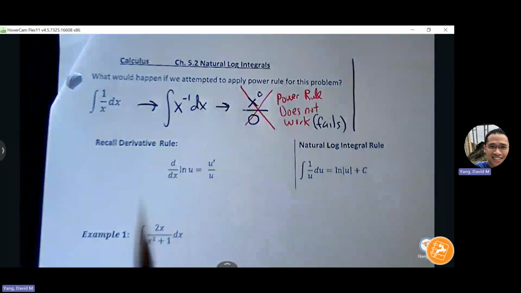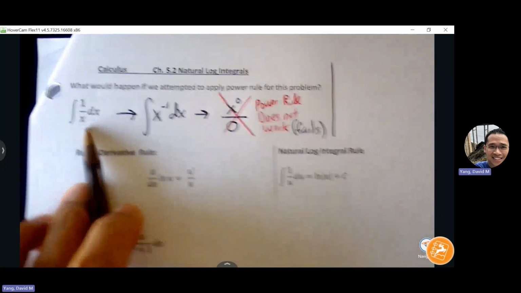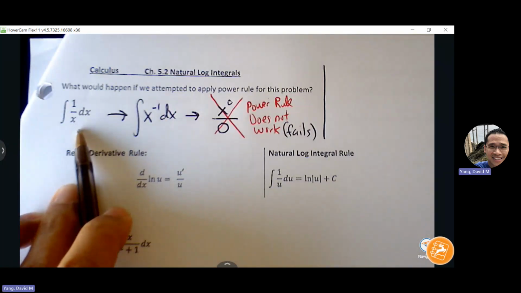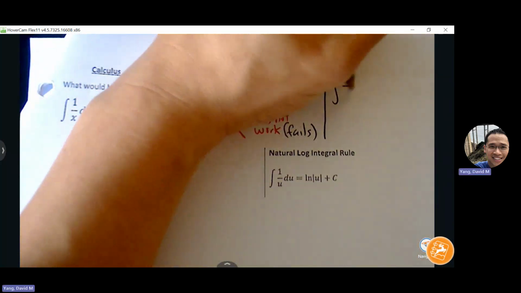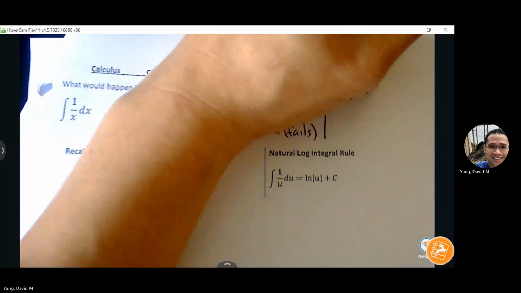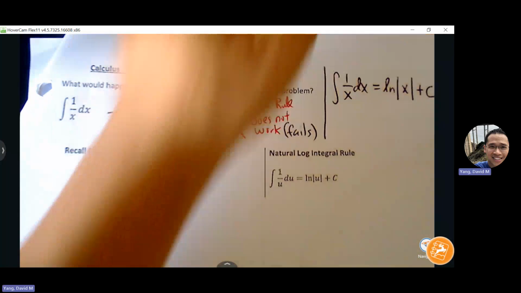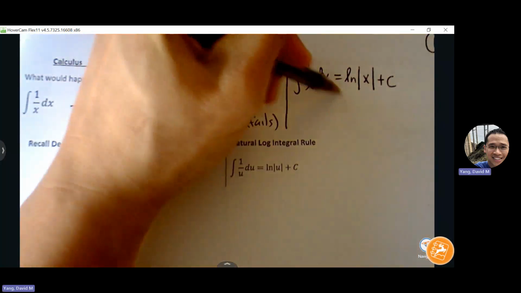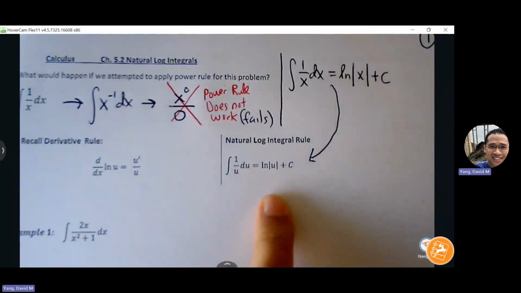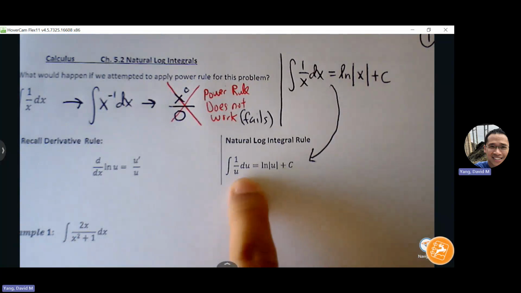So we have a rule that handles this one case that power rule cannot handle, and that is the natural log rule. It looks like this. The integral of 1 over x dx is natural log absolute value of x plus c. And this one is the u value version of it when there's u substitution.